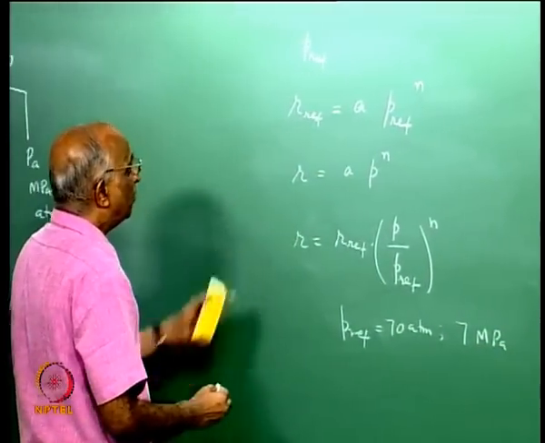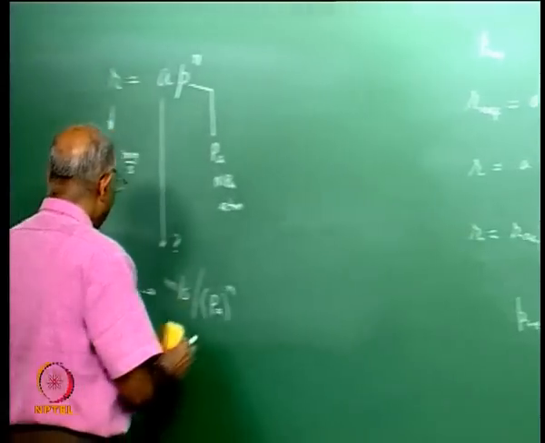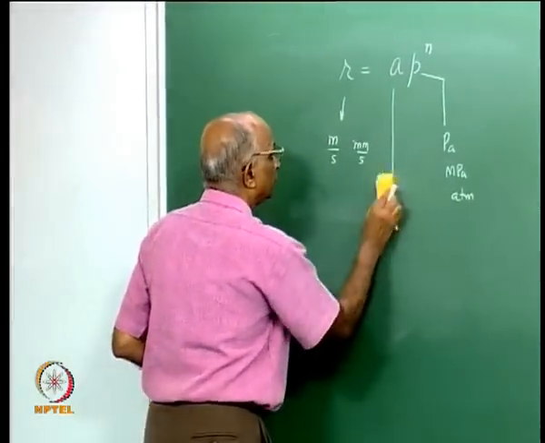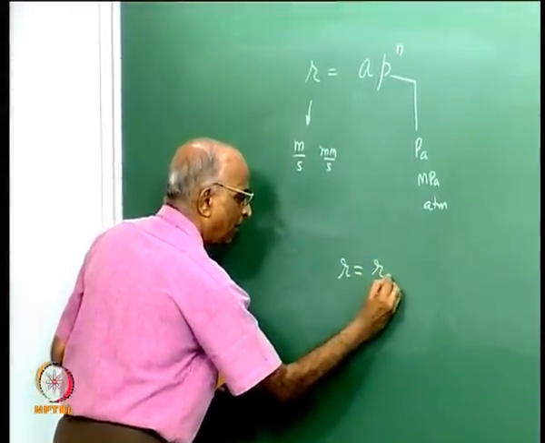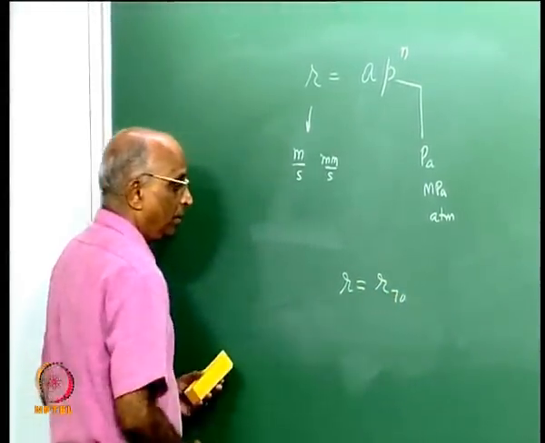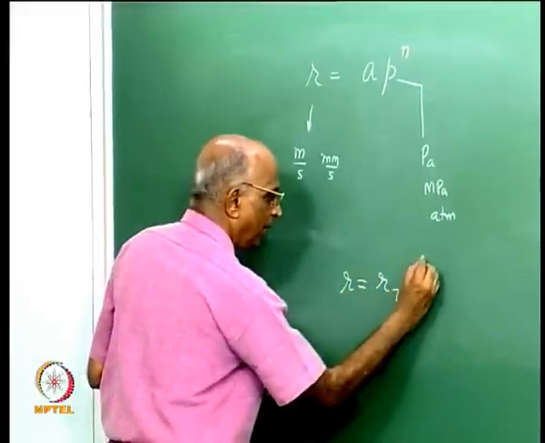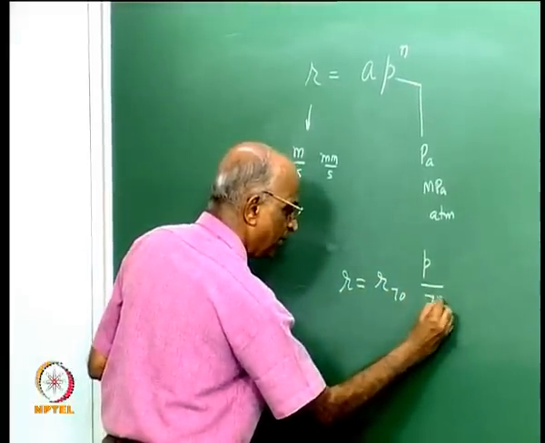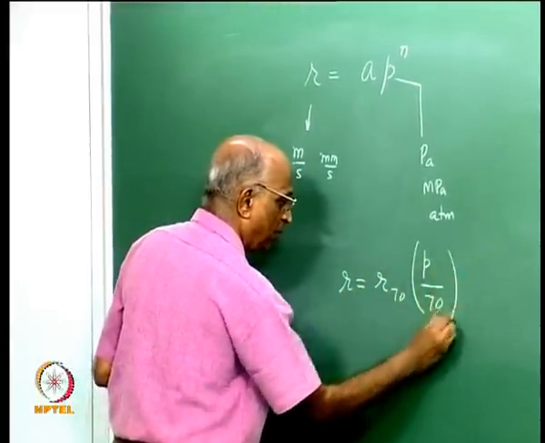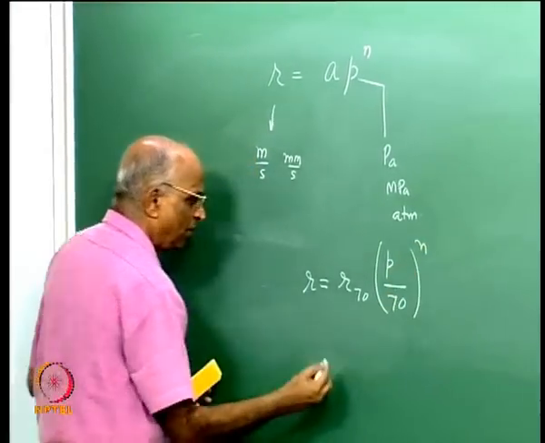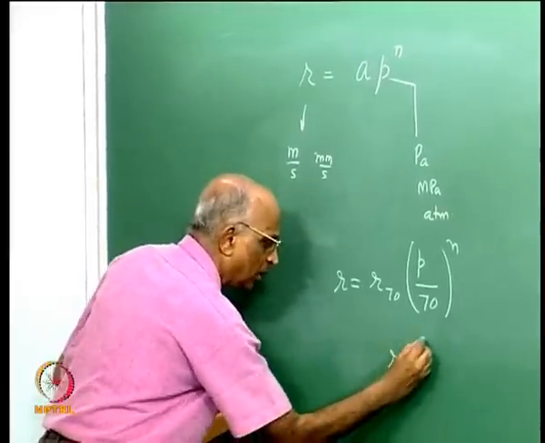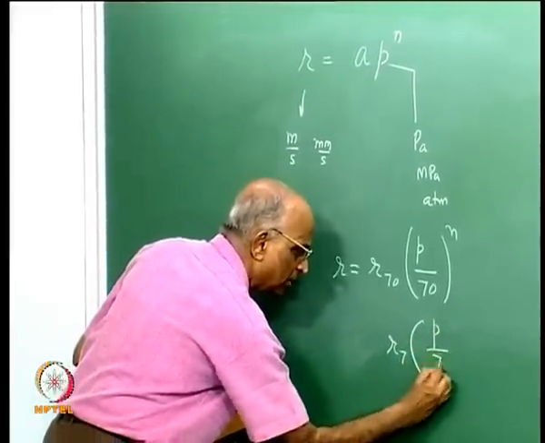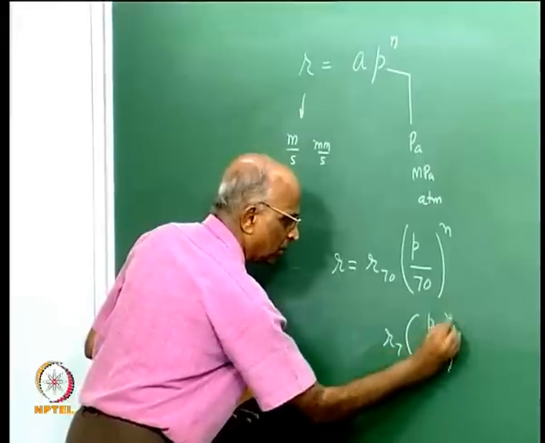And therefore, the burn rate law can now be written as R is equal to R at 70 bar or 70 atmospheres into pressure divided by 70, provided P is in atmosphere, to the power n. Or if I am expressing in terms of megapascal, R at 7 megapascal, P is in megapascal, divided by 7 megapascal, to the power n.